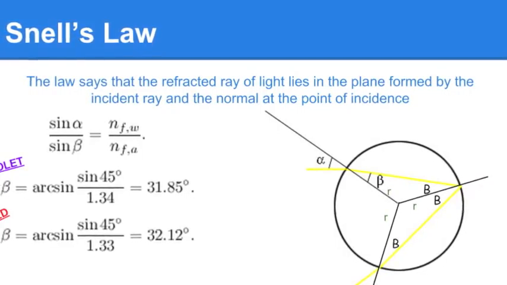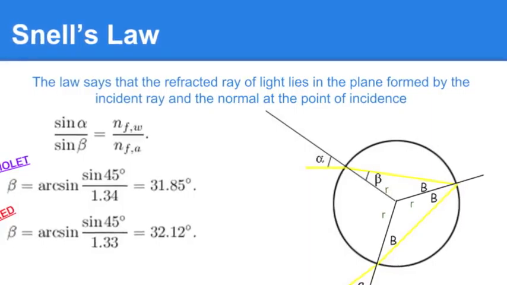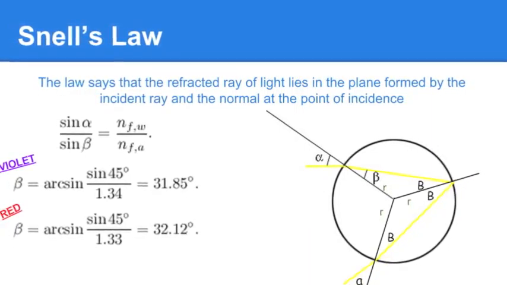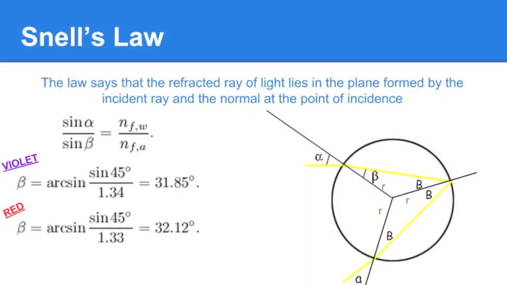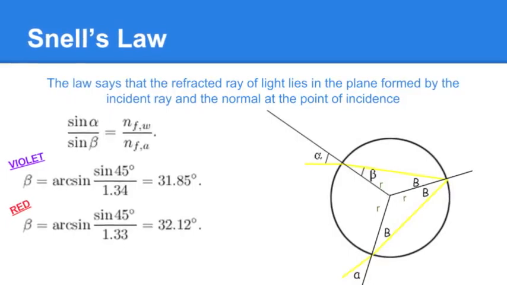Snell's law says that the refracted ray of light lies in the plane formed by the incident ray and the normal at the point of incidence. The normal is just an extension of the water droplet's radius. The different refraction angles are the reason for the different colors, such as violet and red.